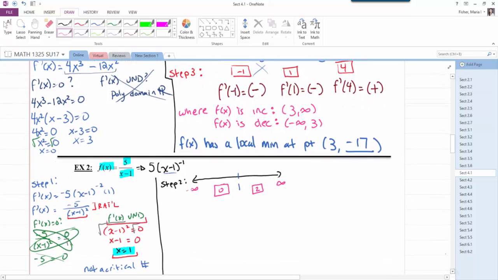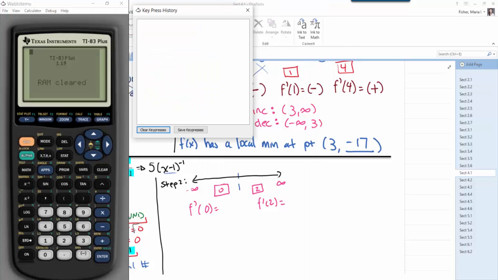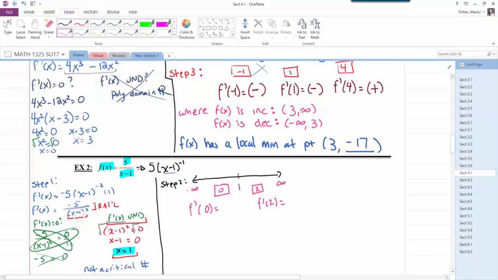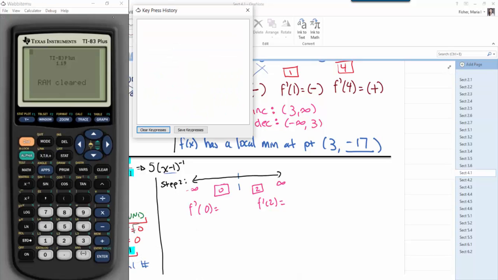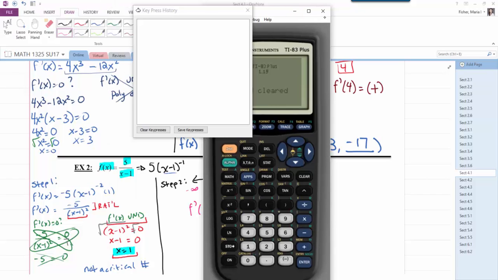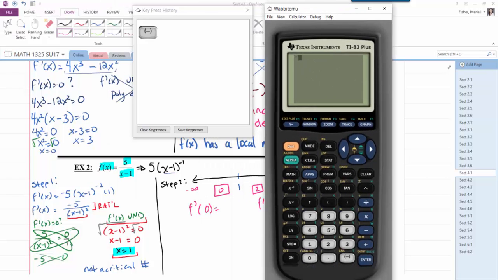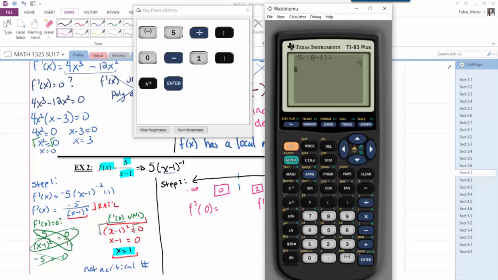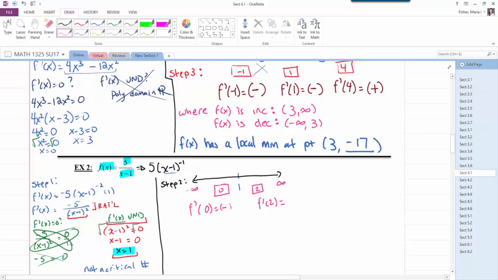And I need to evaluate the first derivative at each one of those and figure out if the sign is either positive or negative. So f prime of 0 and f prime of 2. And we're just going to use a calculator for that. So if we were to grab a calculator, recall that first derivative is negative 5 over x minus 1 squared. So if I plug in a 0 into that first derivative, negative 5 divided by 0 minus 1 squared, I end up with a negative value. So that means that all the numbers in this interval are negative.